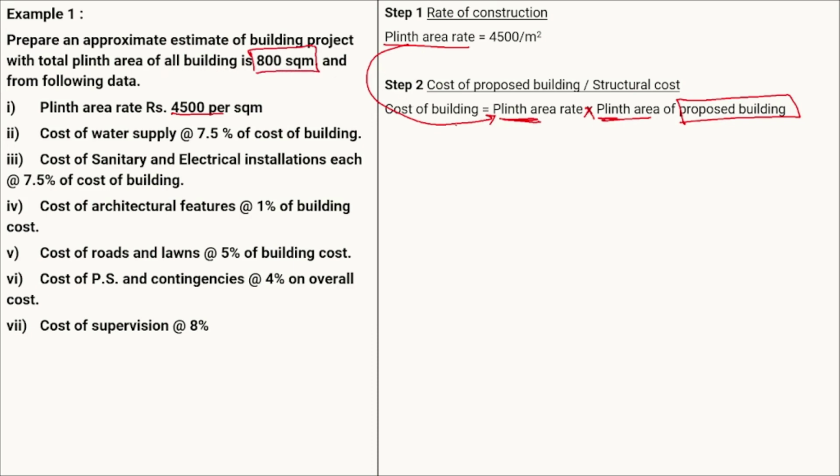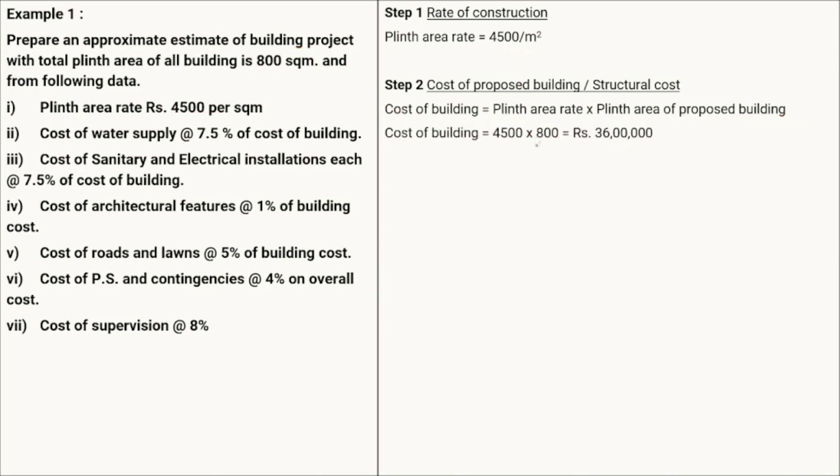Therefore the cost of the building will be equal to, here the plinth area rate is 4500 and the plinth area of the proposed building is 800. So 4500 multiplied by 800 will give us the cost of the building. Therefore the cost of the building equals 4500 multiplied by 800, that will give us the cost as 36 lakhs.